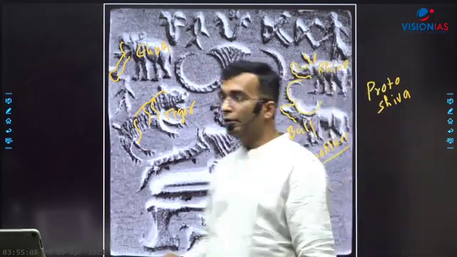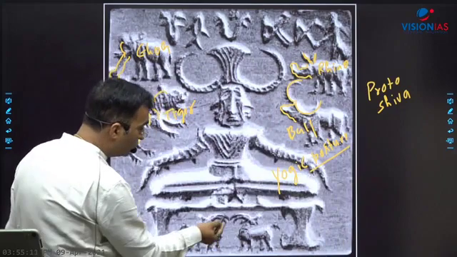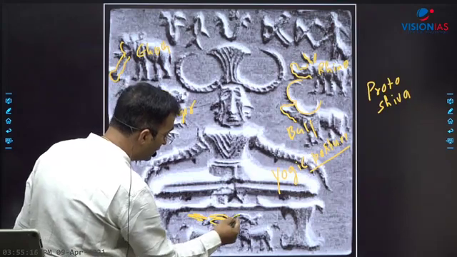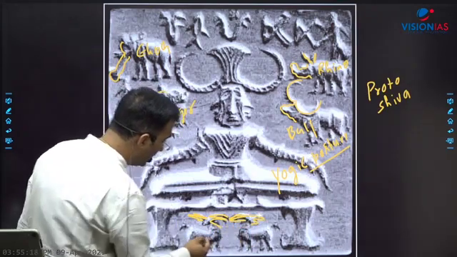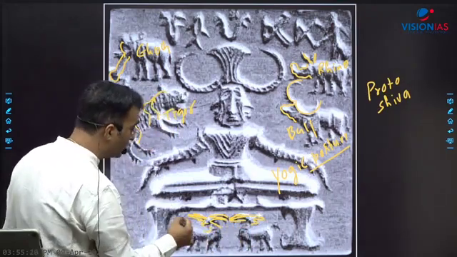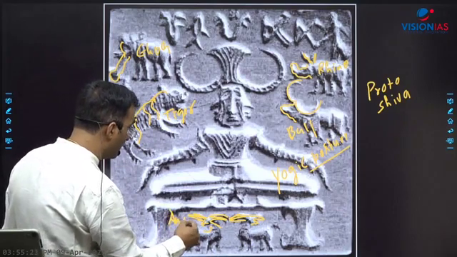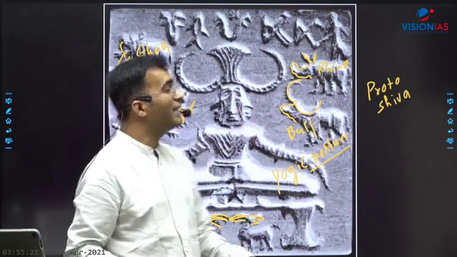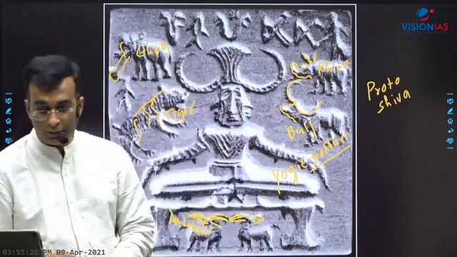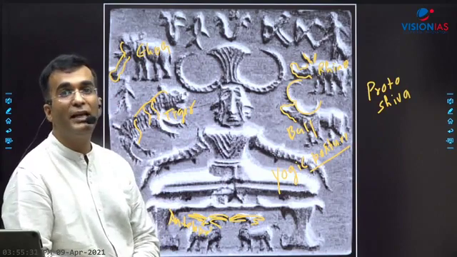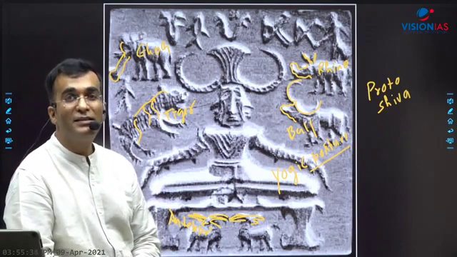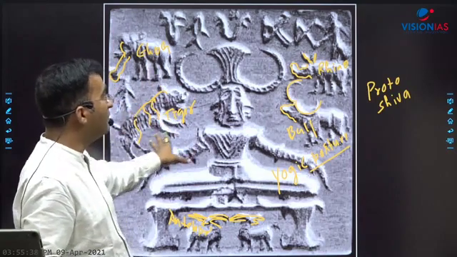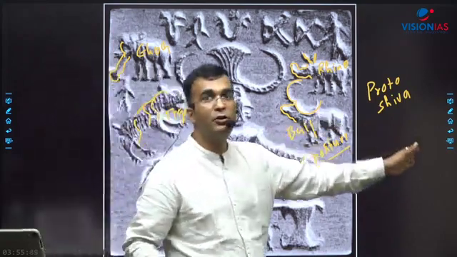Moreover, at the lower side, there are two more animals with many horns, on both sides, and the image looks like the antelope or deer. Now you see this image is surrounded by so many animals, and as per Indian mythology, the god who is associated with the animals, the god of the animals, is Lord Shiva. Because of this particular imagery, it is considered that it is an image of Lord Shiva.